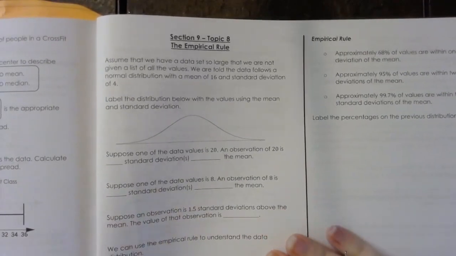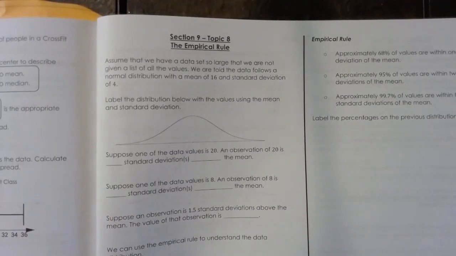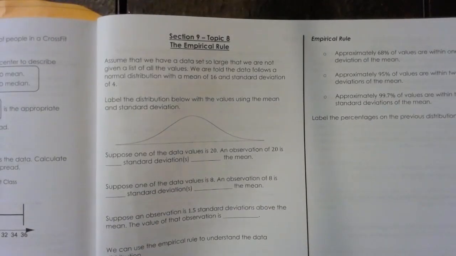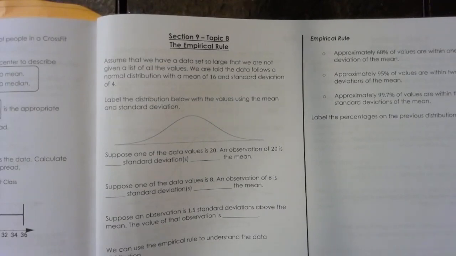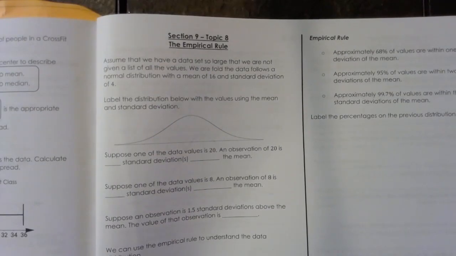So assume that we have a data set so large that we are not given a list of all the values. We are told the data follows a normal distribution. What does a normal distribution mean again? You're right, it's a bell curve. So it goes up and then comes back down. Everything is balanced the way it should be with the mean and the median both in the middle.